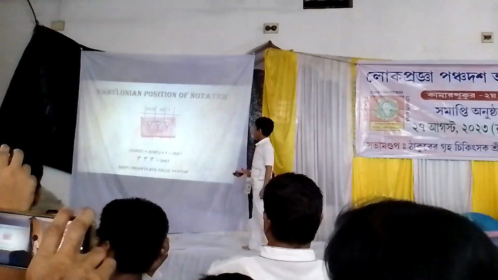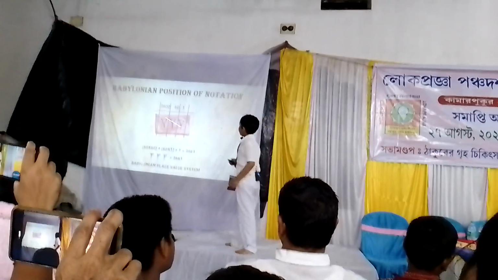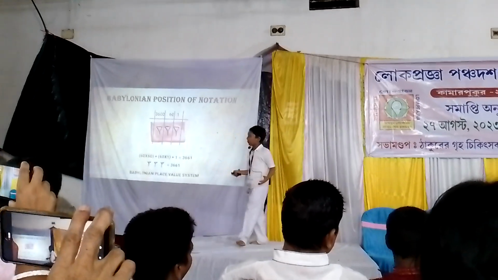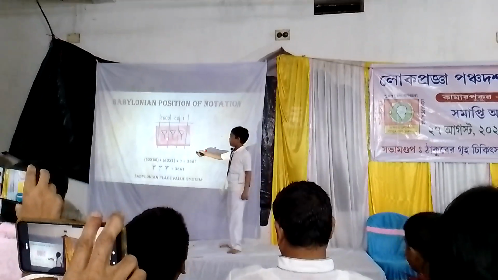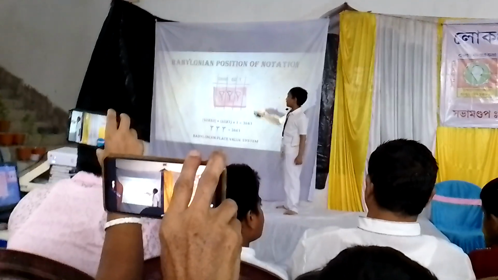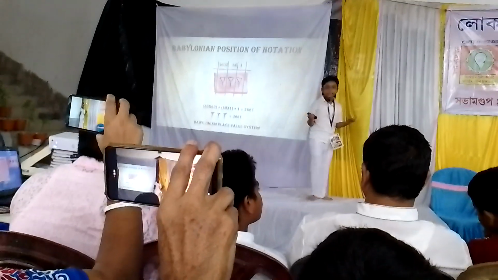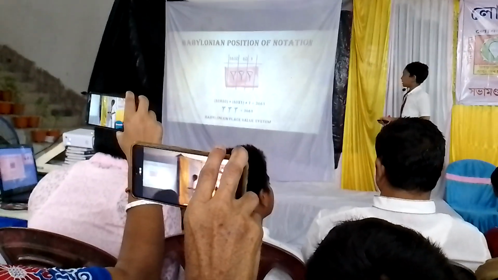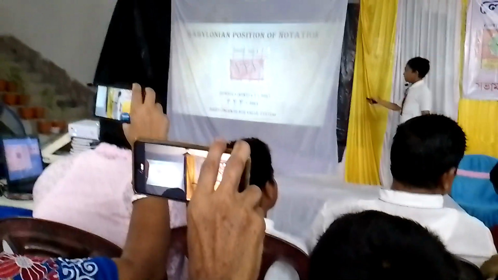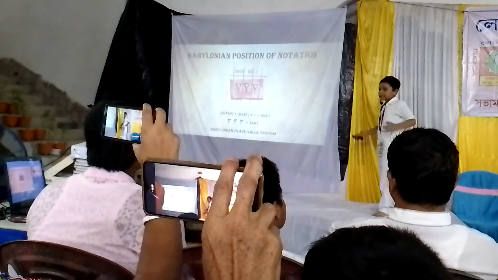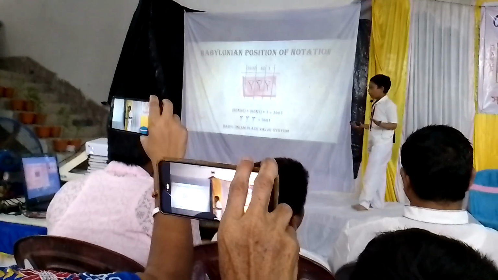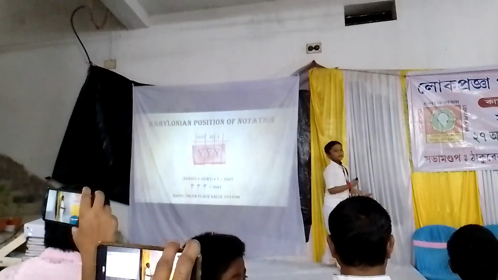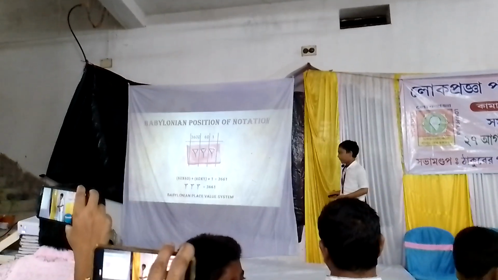The Babylonian position system: when we write 111, what is its value? The first one, being in the 3600 column, has a value of 3600. The second one, in the 60s column, has a value of 60, and the third one, in the ones column, has a value of 1. Summing up, we get 3661.